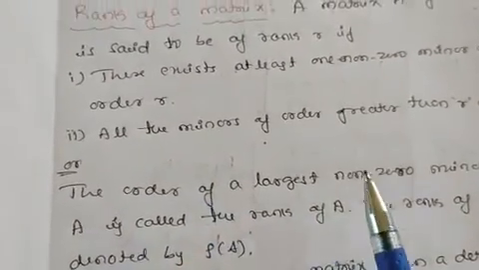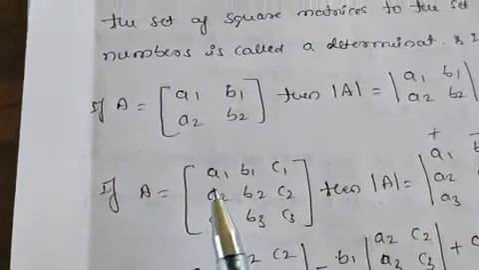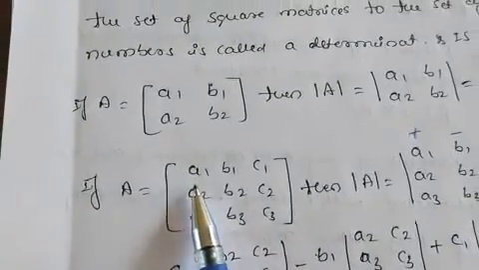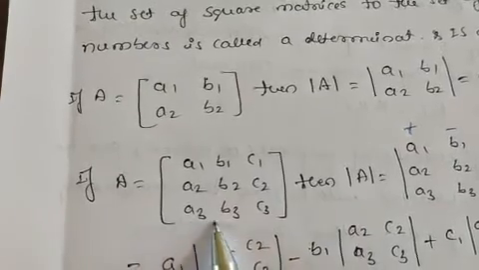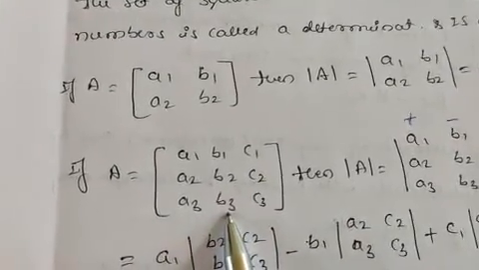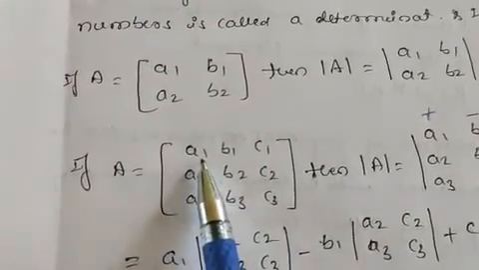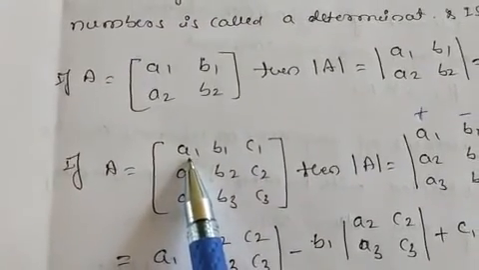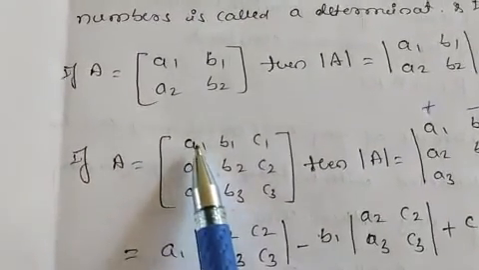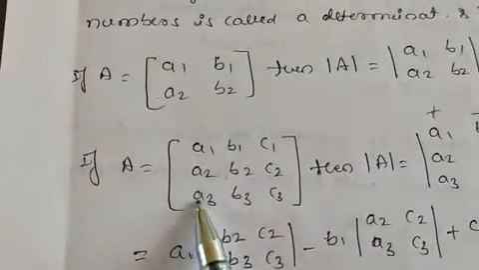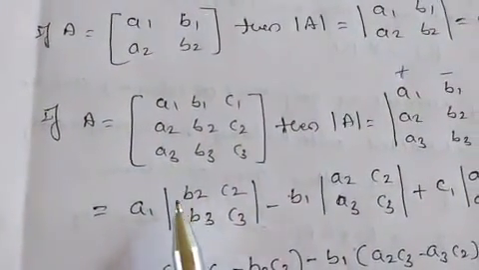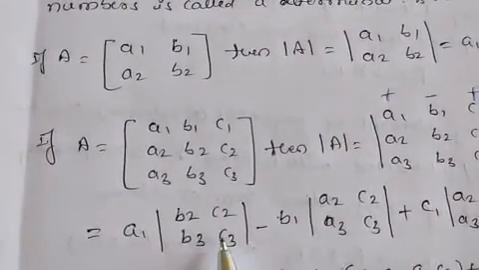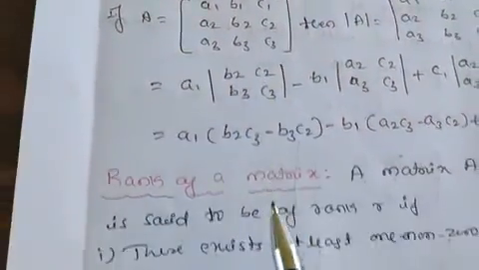Minor means, suppose we have a matrix A with first row a1 b1 c1, second row a2 b2 c2, and third row a3 b3 c3. Suppose we select the first element, leave its row and column, and write the remaining elements. Then we can call this a minor: b2, c2, b3, c3. Like this, we can call it a minor.